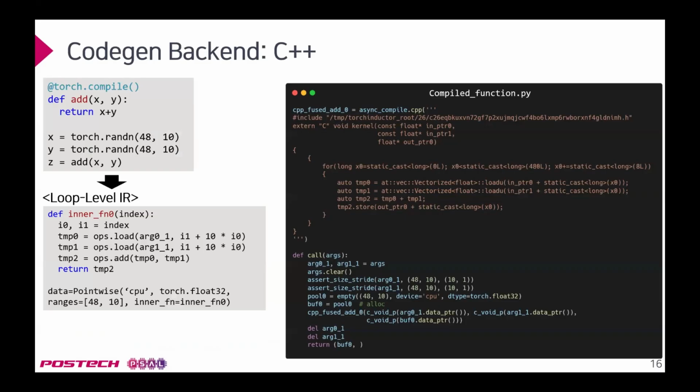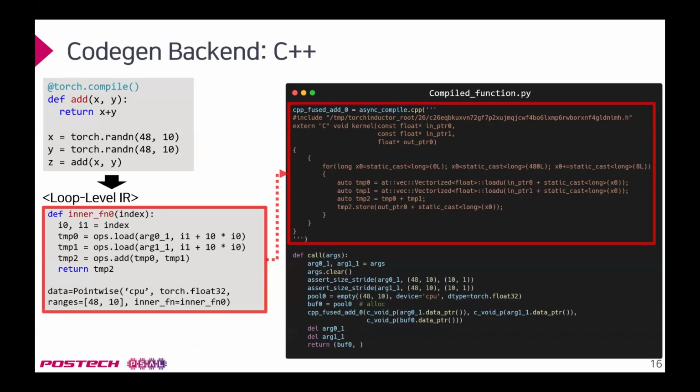And let's see how the C++ backend handles our add example. The inner fn0 and its metadata on the left are transformed into a single C++ kernel string. And at the bottom of the code, this kernel is invoked with the relevant data pointers. And this is the stage where the actual hardware execution takes place.